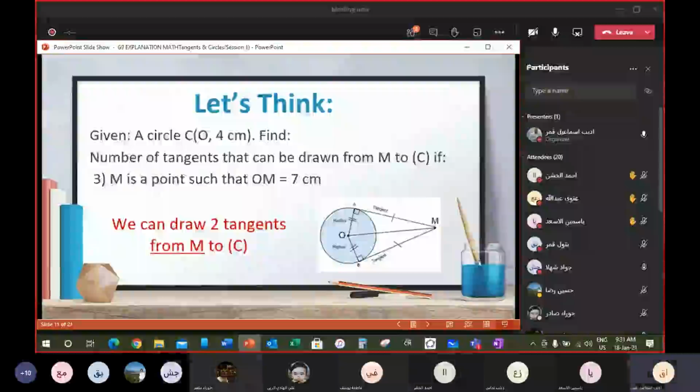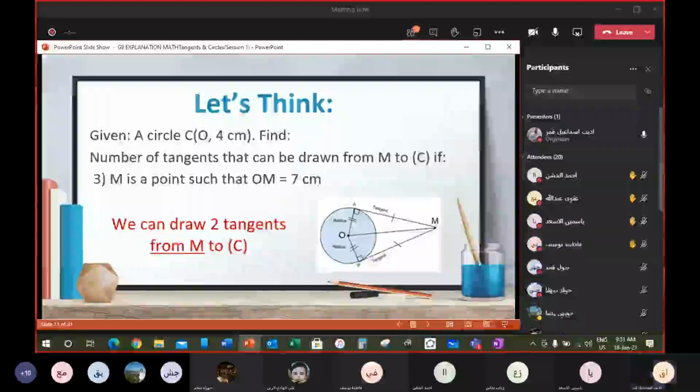From a point inside the circle, no tangent can be drawn to this circle. But from a point outside the circle, how many tangents can we draw to this circle? 2 tangents. 2 and only 2 tangents. From a point outside the circle, 2 tangents can be drawn to this circle, like in this figure shown in front of you.